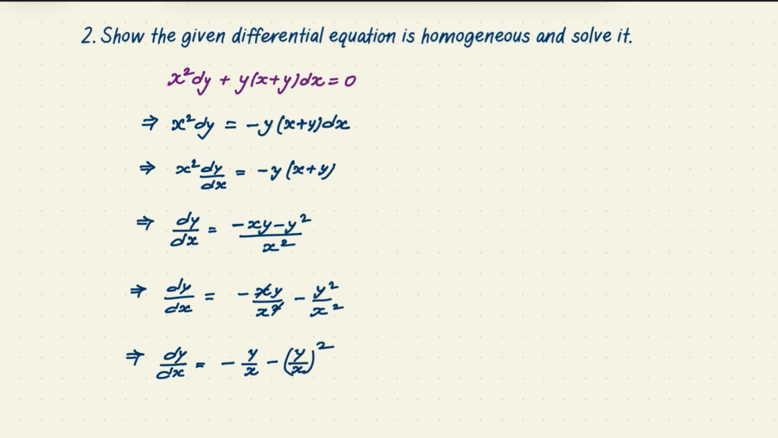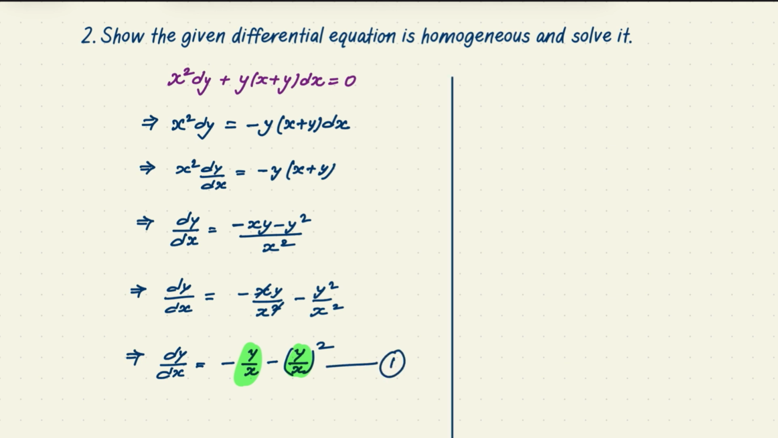Now since you see that this dy over dx has been expressed in terms of y over x, that means dy over dx is a function of y over x. Hence this differential equation is a homogeneous differential equation. Now the second part is to solve this equation. For that, let this be equation 1.